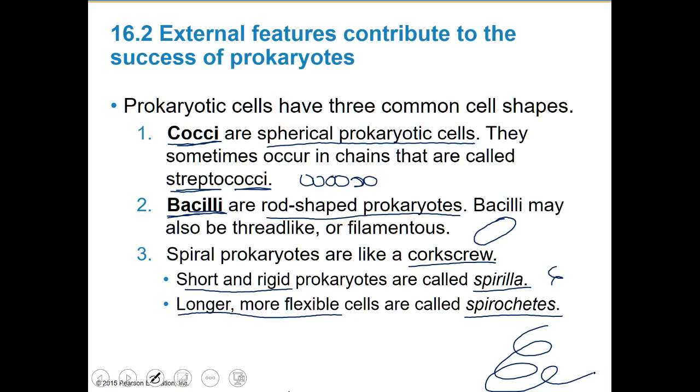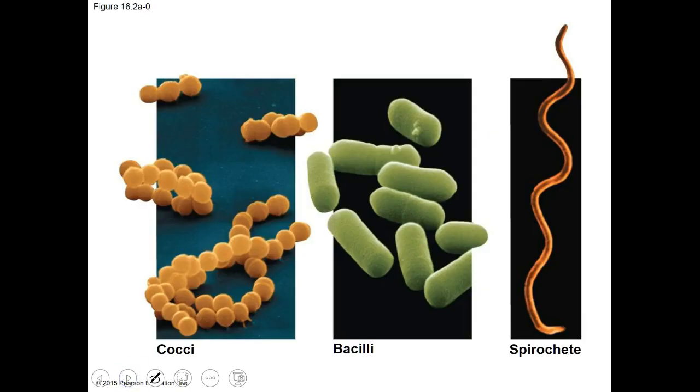So the three basic shapes that we're going to work with that are really important for this are cocci, which are going to be round, bacillus, which is rod-shaped, and then spirals. There's spirilla and spirochetes, which we'll see a little bit later on. Okay, so another picture, here's cocci, the round. I always think the letters in cocci are so round, like you get kind of the roundish letters.